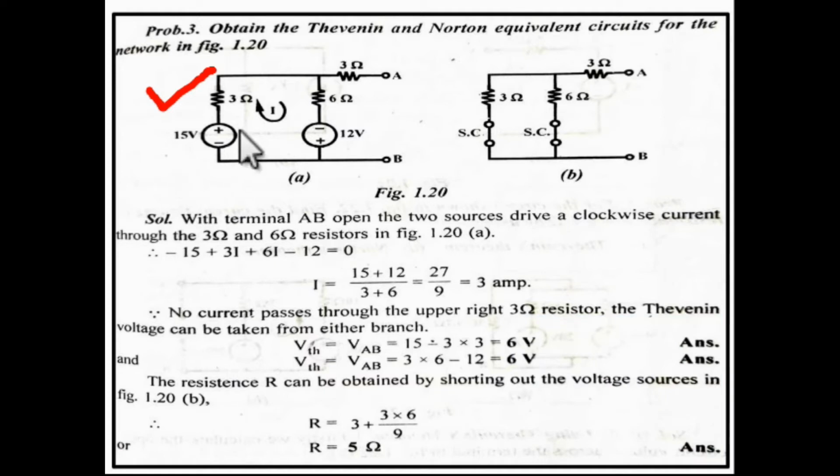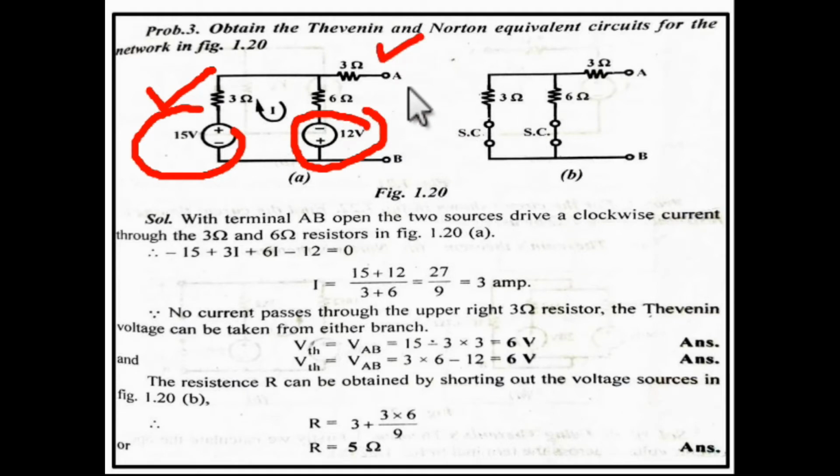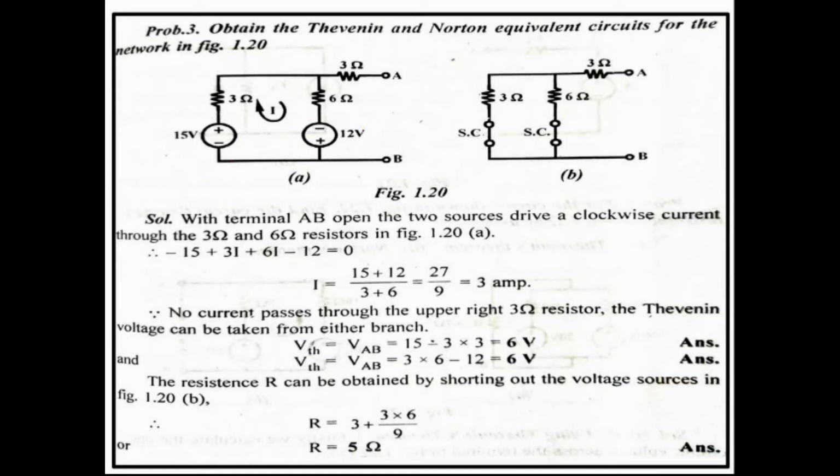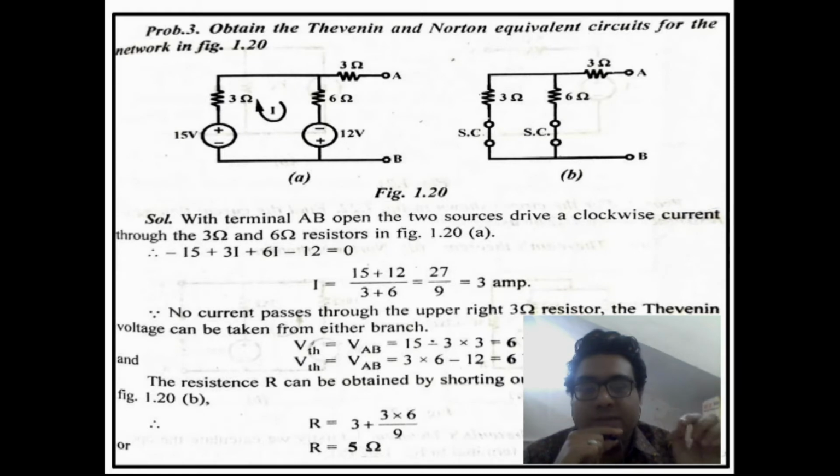So here a 15 volt battery is there, and there is a 12 volt battery, but connected in the opposite direction, and there are 3 ohm, 6 ohm, and 3 ohm resistances, and these are the two terminals A and B, and no load resistance is connected. So guys, if no load resistance is given, then you can directly switch to the second step, which is finding the current.